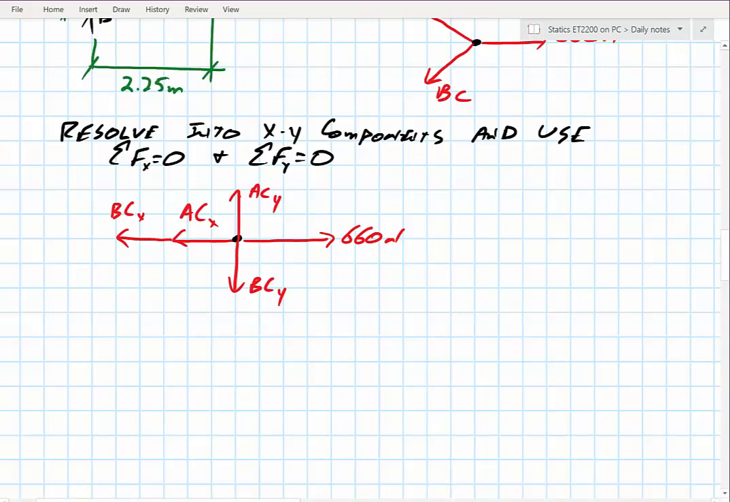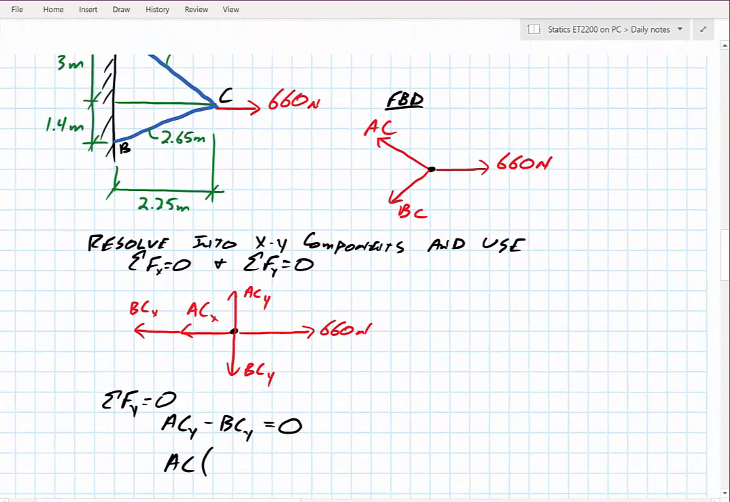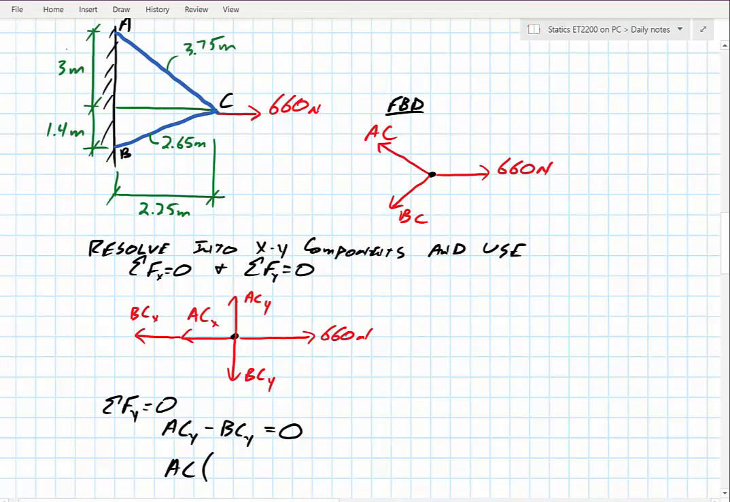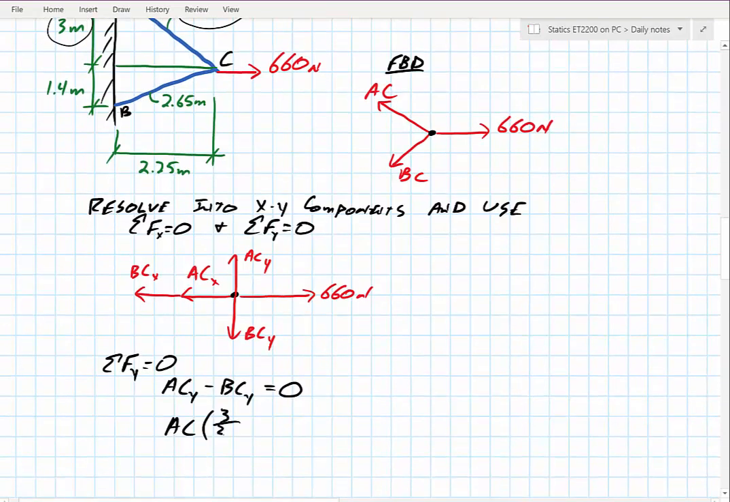Like I said, I have two unknowns, AC and BC, and two equations. So let's start with the sum of the forces in the y direction equals 0. I have ACY going up minus BCY going down, and together that has to equal 0. For the y component of AC, going back to my original picture, I'm going vertically 3 meters over this hypotenuse of 3.75, so I have 3 over 3.75. You could actually calculate the angles and use sines and cosines, but it's much more work.